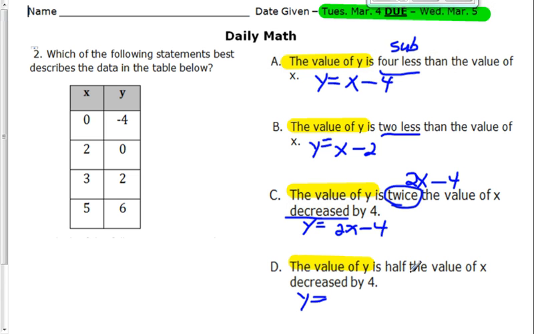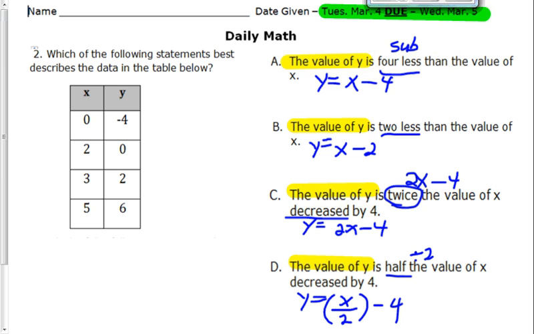Okay, this one right here. Half the value of x decreased by 4. Half is the same thing as dividing by 2. So what they're saying here is x, whatever x is, I want to divide it by 2. And then once I get that answer, x divided by 2, then I want to subtract 4. Okay, so let's go ahead and look at that.